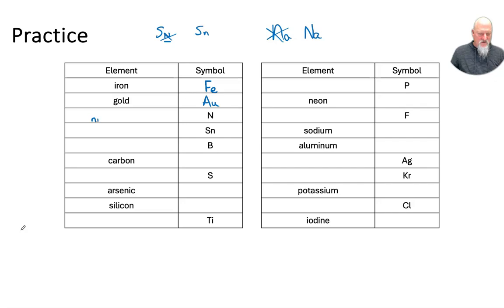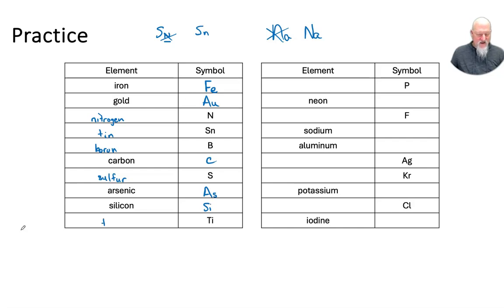N is nitrogen. Okay. Sn is tin. B is boron. C is carbon. S, a lot of people spell wrong. It's S-U-L-F-U-R, not E-R, it's U-R. Arsenic, which I put in here because it's a trace metal that is poisonous, so it occurs in groundwater sometimes, which is bad. Silicon is Si.